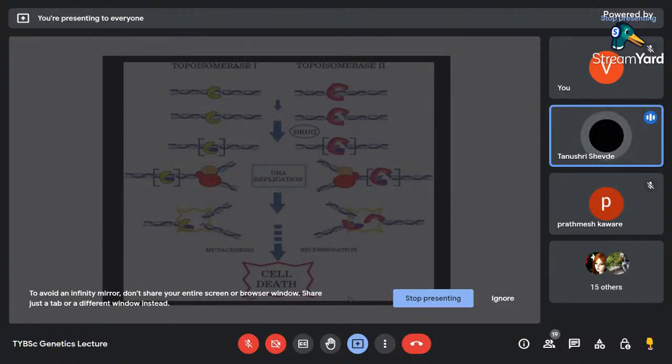So these are two types of topoisomerases, topoisomerase 1 and 2. Topoisomerase 1 cuts only one strand, and topoisomerase 2 cuts both strands. And then topoisomerases serve both transcription and replication of DNA.